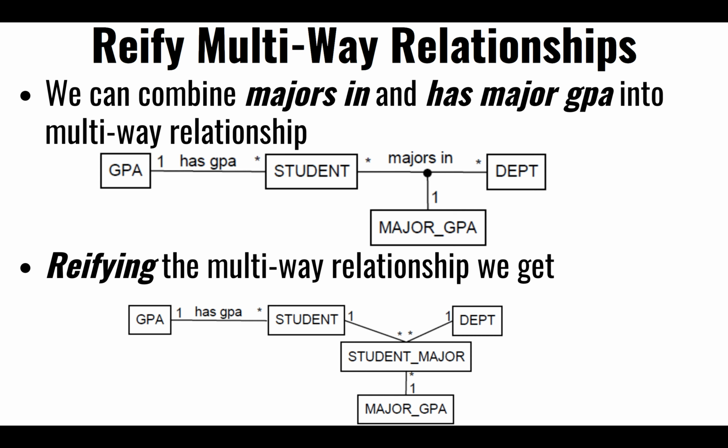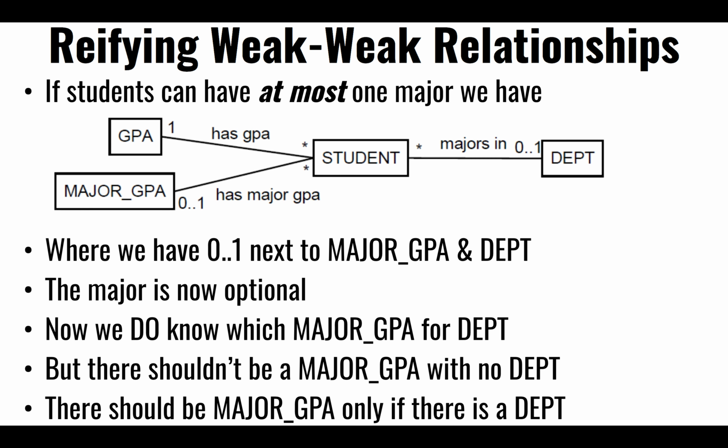We have the student major that replaces that verb with a noun, and now we know that based on the combination of department and student, you have that one GPA. Make sense? Now, what if you go a little further and say, well, I might not be enrolled? I might be undecided, so I'm not enrolled in any department. But there's only one department. If I do enroll, there's only one department that I belong to.